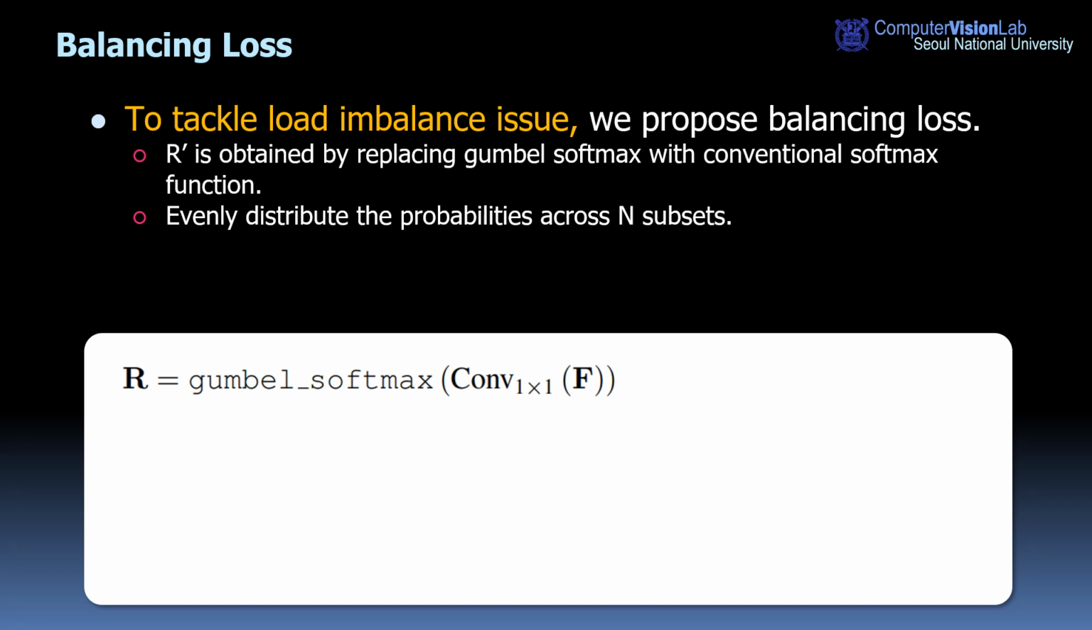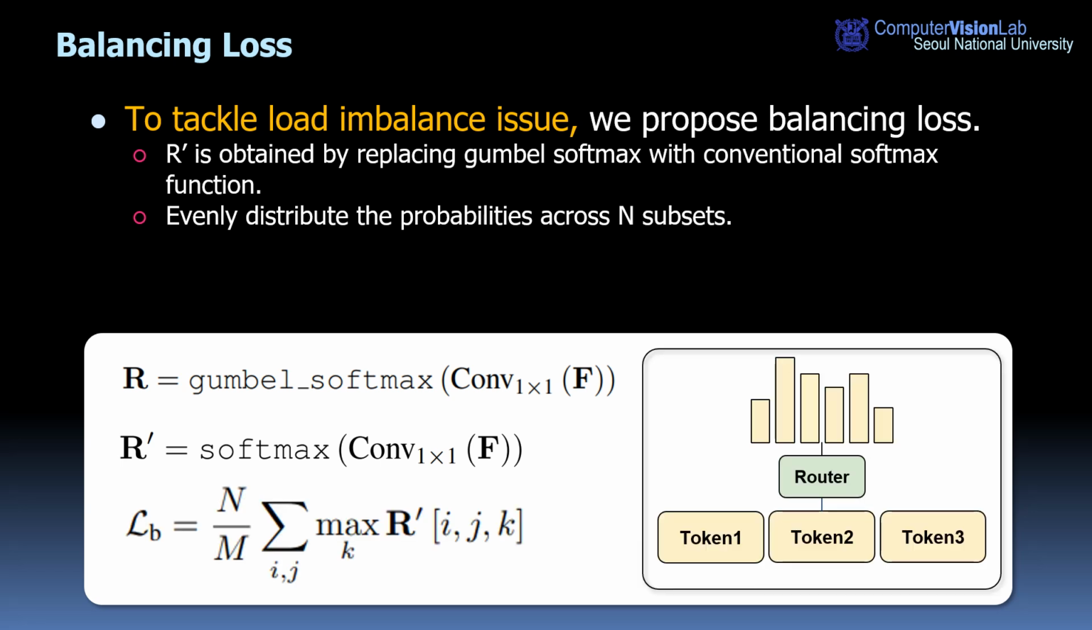To address this, we introduced the balancing loss. This loss encourages even distribution of probabilities across subsets by replacing Gumbel softmax with standard softmax. For instance, when the maximum value of the softmax distribution R prime becomes smaller, probability values are evenly distributed, so optimizing the loss enforces uniform routing across n subsets.